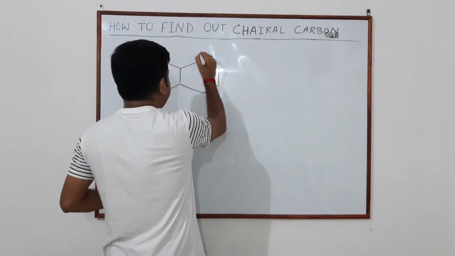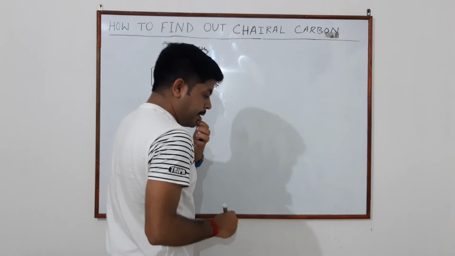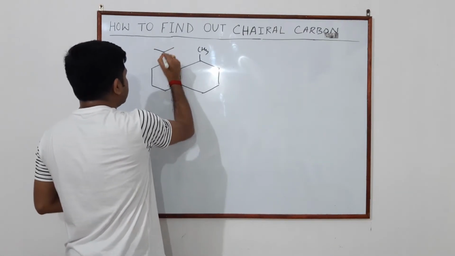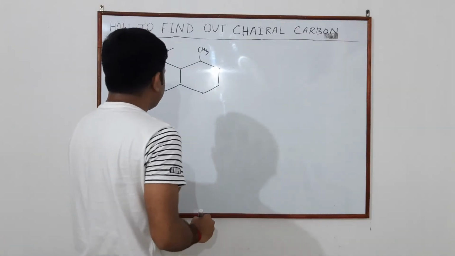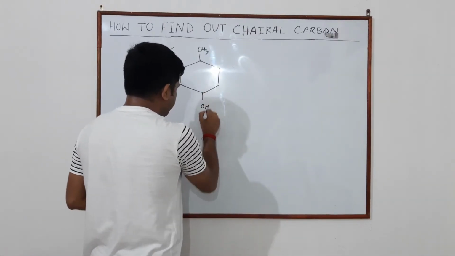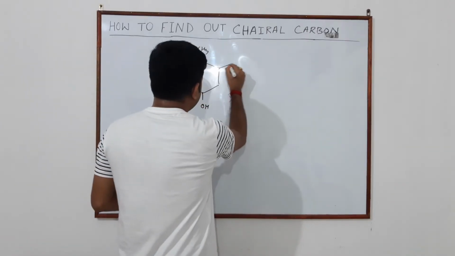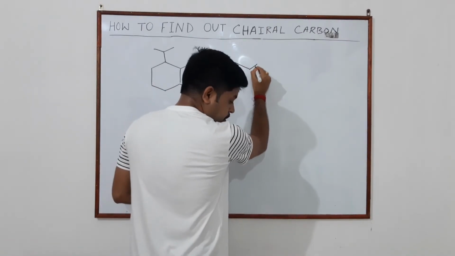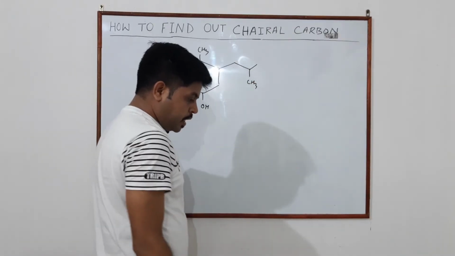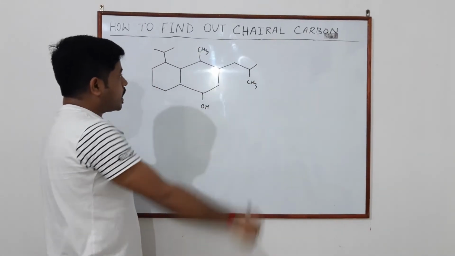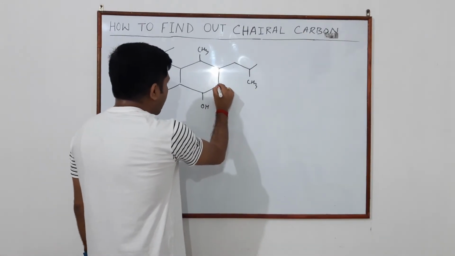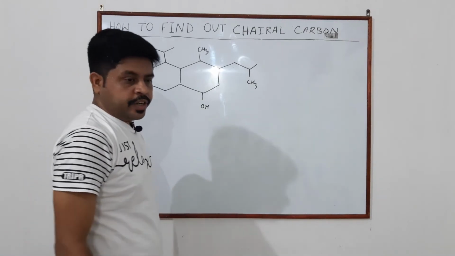This carbon is attached with a CH3 group. This carbon is attached with an isopropyl fragment. This carbon is attached with OH, and this carbon is attached with another chain of carbon. Okay, now consider this carbon, and you have to find out how many chiral carbons are there.